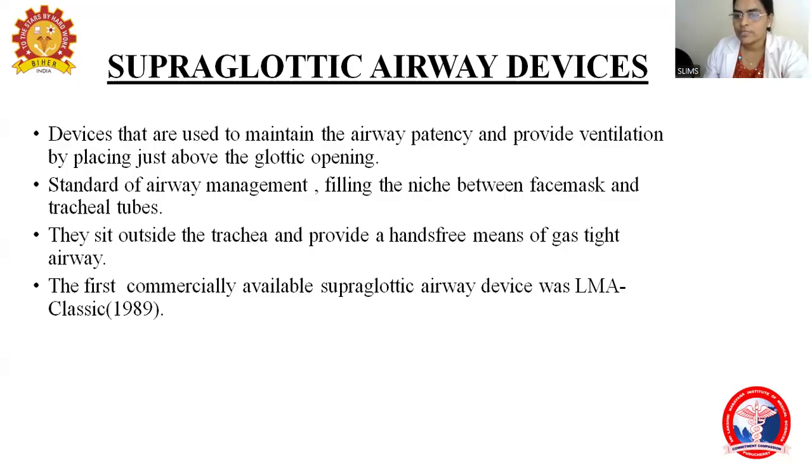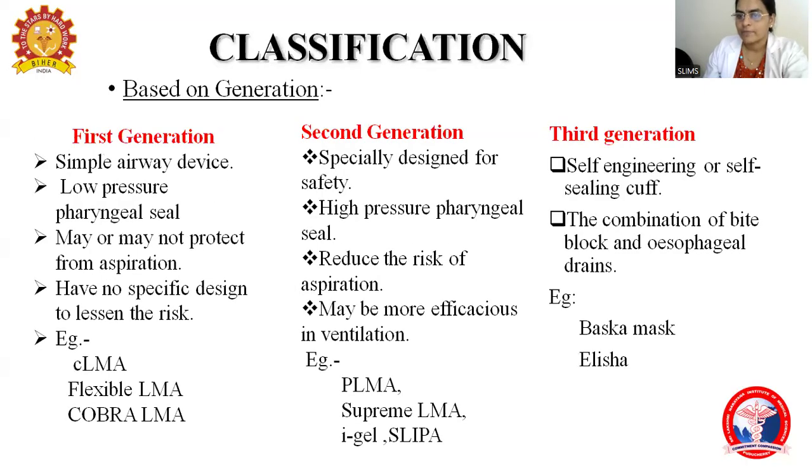They sit outside the trachea and provide a hands-free means of a gas-tight airway. That means it is air sealed, there is no leakage, and it is sitting outside the trachea. The first commercially available supraglottic airway device was the classic LMA, which was introduced in 1989. Their classification is based on generations.